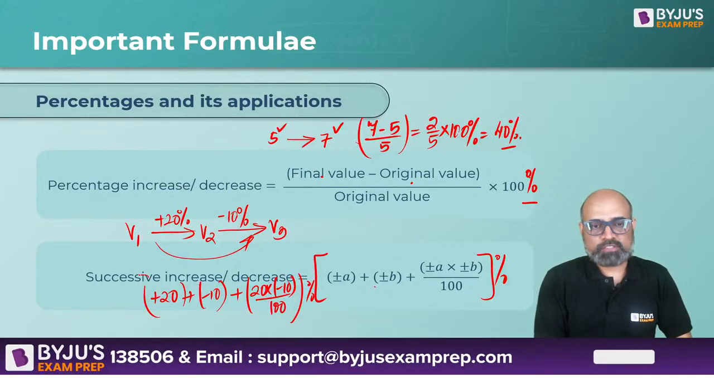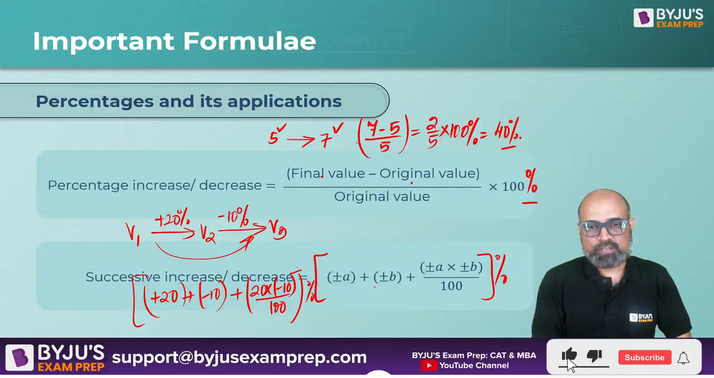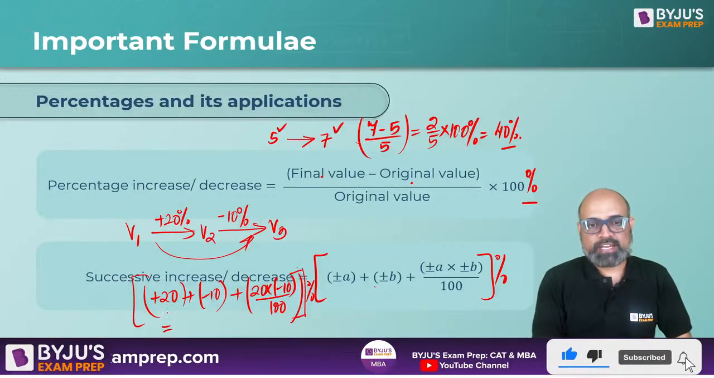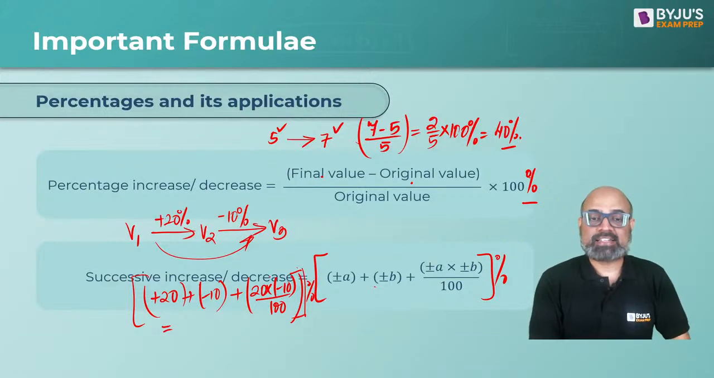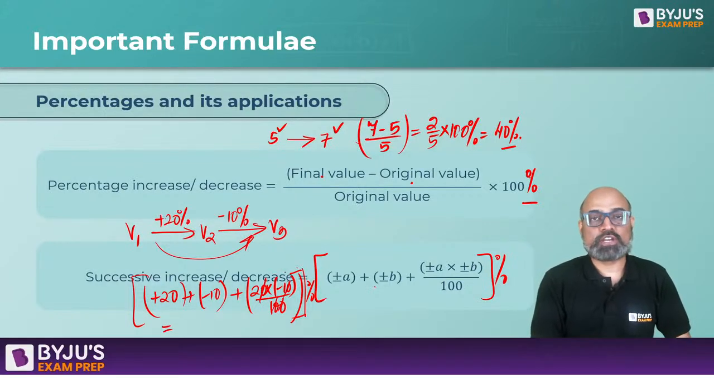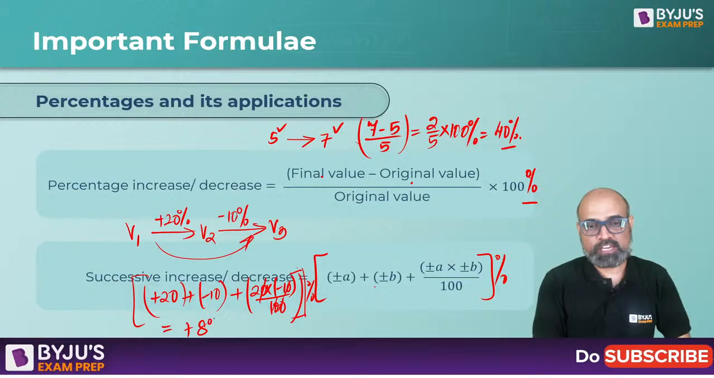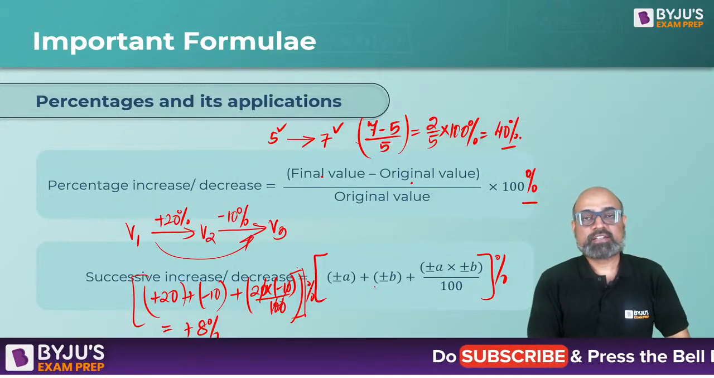If you solve this, you are going to get 20 minus 10 is 10, and 10 minus 2 is going to be 8. So this is positive 8%, right?